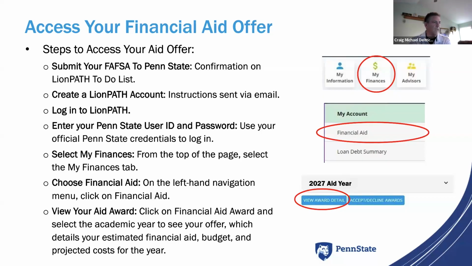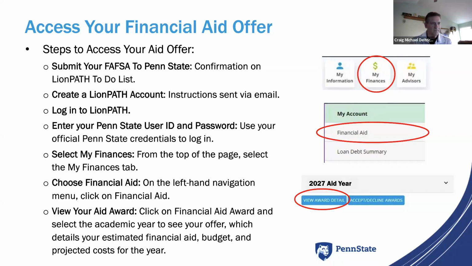You'll choose Financial Aid, and then you have to select the aid award year. So again, if you're starting next fall, that would be the 27 aid year. If you're starting in the summer, you might see 27 and 26 as well, because again, summer is part of the 25-26 aid year. So once you pick the year that you want, you'll click on View Award Detail to see what you've been offered.